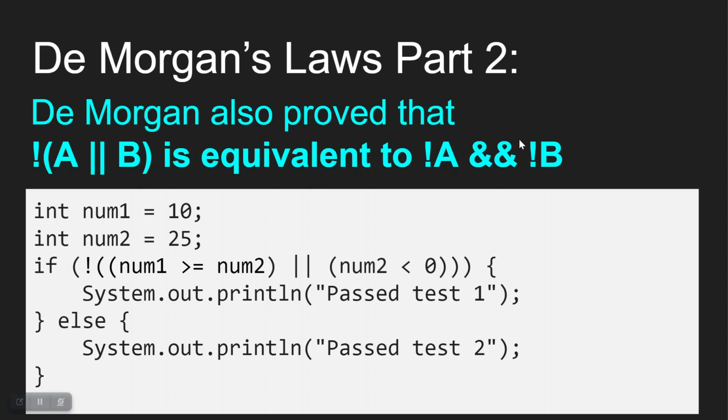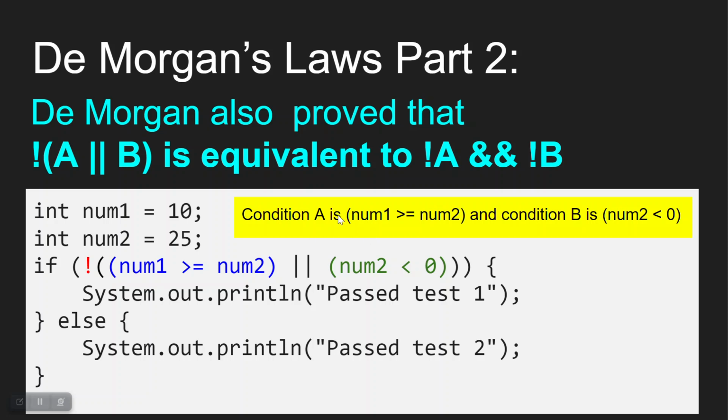So we have a similar situation happening down here. We've got our two int variables that have been declared and assigned a value. And now we're going to break this down. Condition A is this condition right here that's in blue: num1 is greater than or equal to num2. Condition B is this one over here: num2 is less than 0.